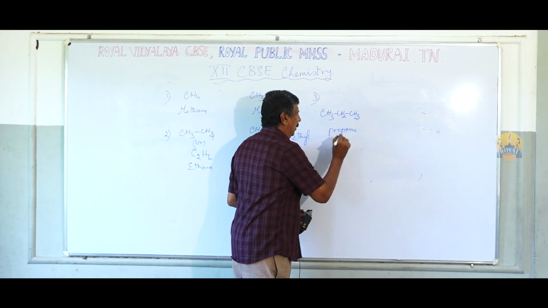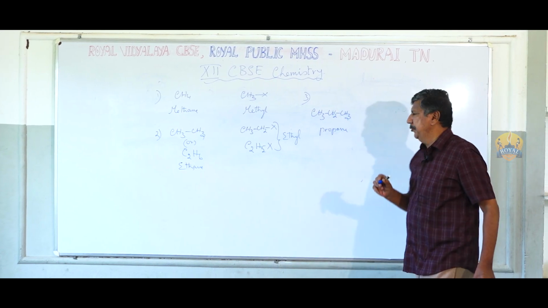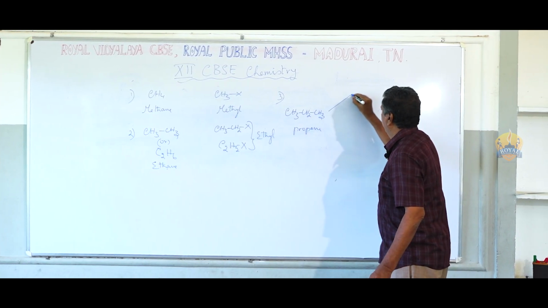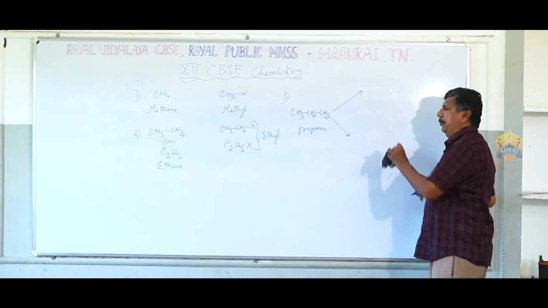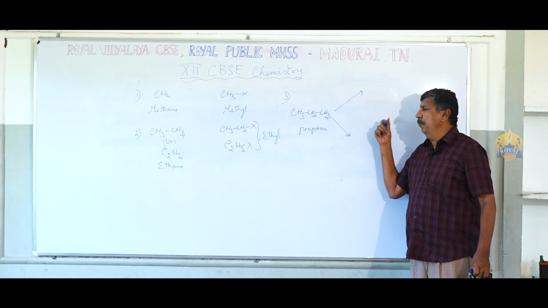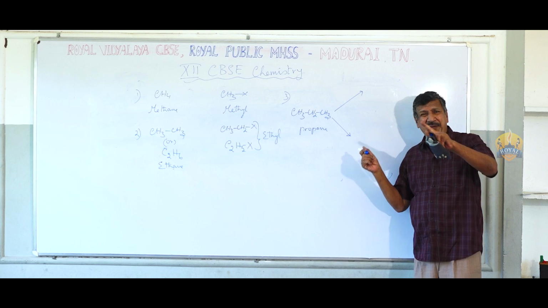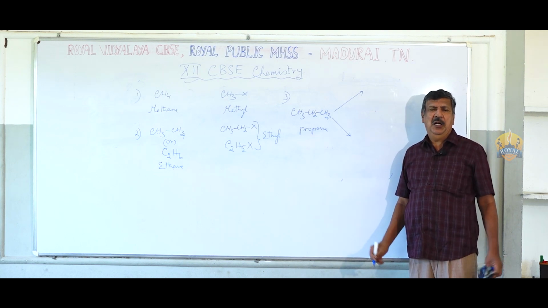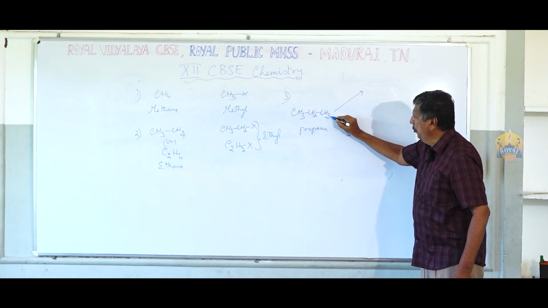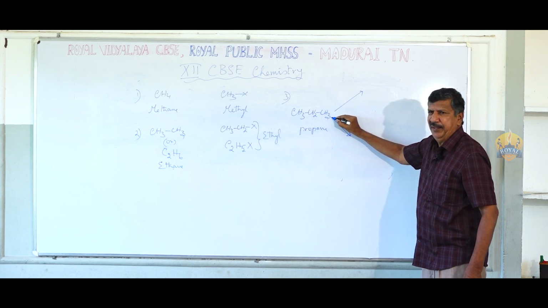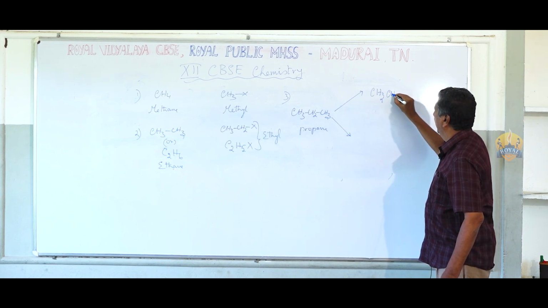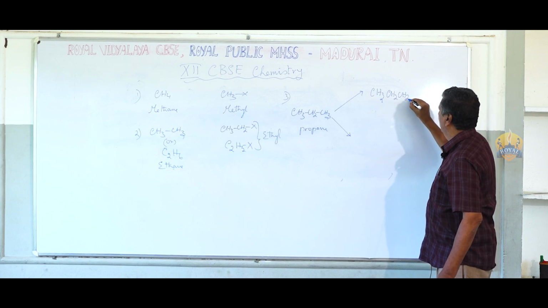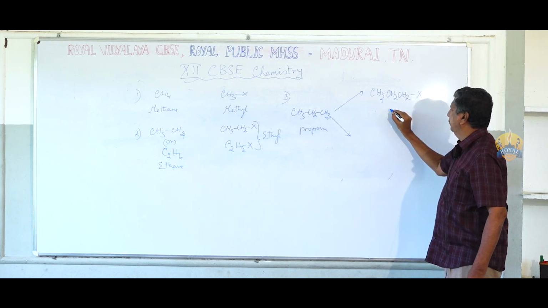Okay. This is propane. You see? I am writing like this. Why am I putting these two arrows? Because when you go for propyl, you have two propyls. How? When you remove this last hydrogen and replace it by a group like this, it is called propyl.